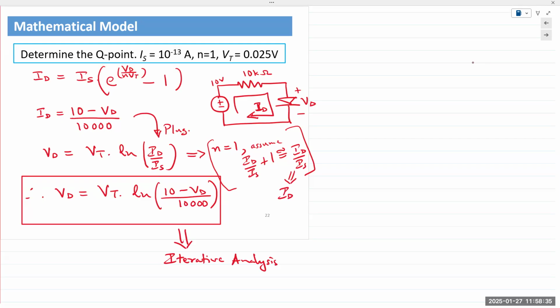Since ID is very large compared to IS, I'm going to ignore IS. So it's going to be much larger compared to IS. I'm just getting rid of it in my equation. We can keep it, and it's not going to make too much of a difference. And you will see that on the next slide.